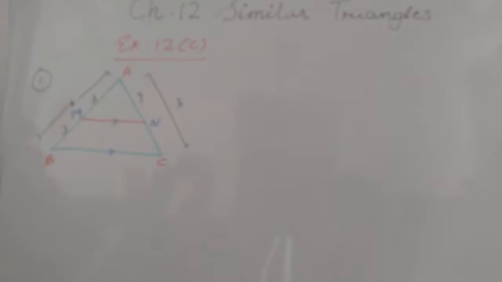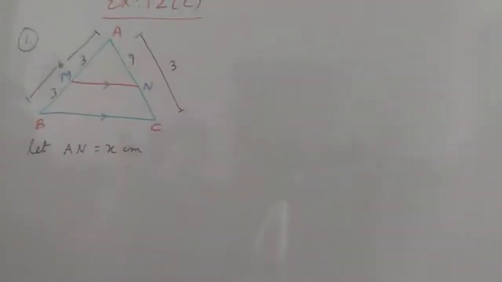So this way in the figure you can see how I have written. Also it is given that M is the midpoint of AB. It means the whole side AB is given as 6 centimeters, so it will divide AM and MB into 3 centimeters each. Okay. Now we want to calculate the value of AN. So let AN be equal to x centimeters, and then we can write the CN value. CN will be 3 minus x. So CN is equal to 3 minus x.